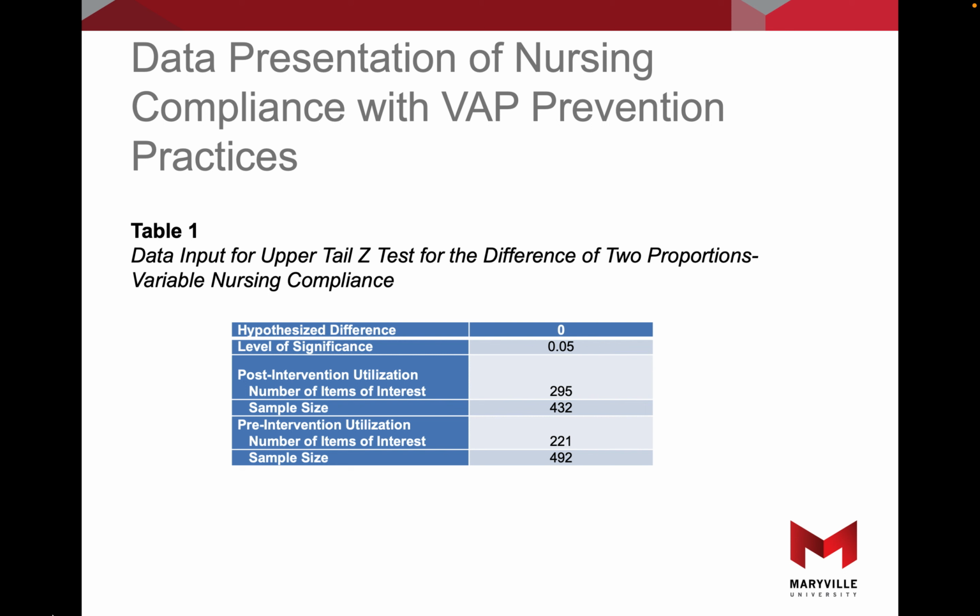The data collected through the EMR was placed into SPSS to evaluate the statistical significance of the pre- and post-intervention period by using a z-test of 2 proportions. The next few slides show the different statistical findings of the VAP prevention practices between the pre- and post-intervention group.